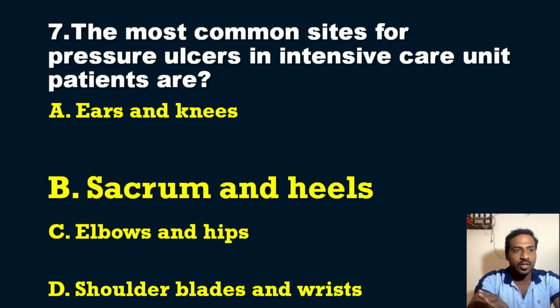If the patient is positioned in the sideline position, some areas are there. If the patient is positioned in the supine position for a longer period of time, there are also some prominent areas for the development of bed sore. So in total, the most common site for the pressure ulcer development is sacrum and heels.